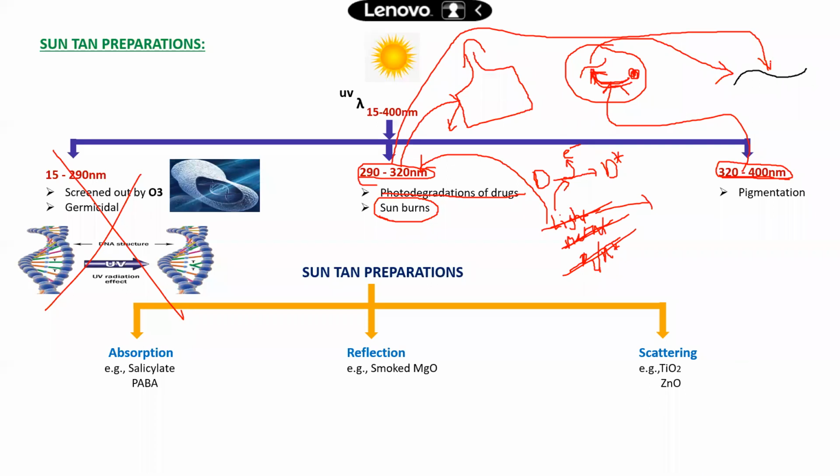This one, 290 to 320 nanometer. Okay, friends, once again, observe: the nucleus can synthesize the melanin pigment with the help of 320 to 400 nanometer. After synthesis, it can release melanin pigment from the cell to the outside.